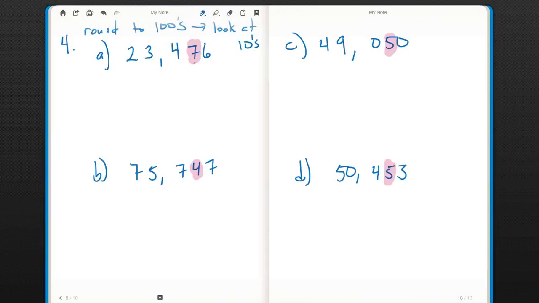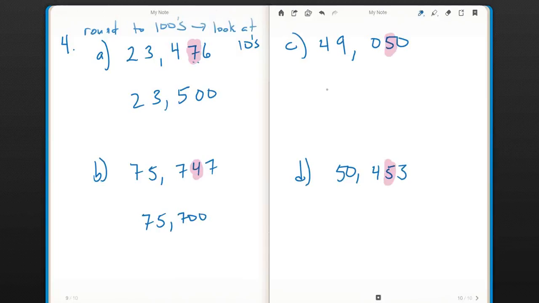If the tens place is 5 or higher, then it's going to round up. So in the 23,000, the 7 is high enough to make the 400 into a 500. In part B, the 4 is not high enough to change the 7, so it's going to remain a 700. In part C, the 5 is high enough to change. This time it changes the 0 into a 100. And in part D, the 5 is high enough to change the 400 into a 500. So that is rounding to the nearest 100.